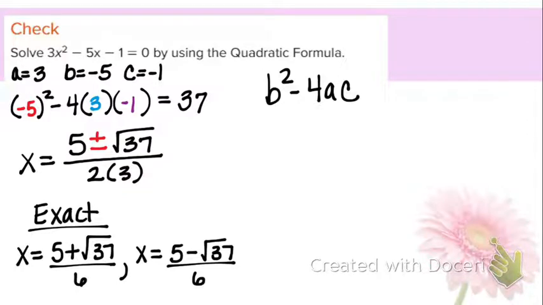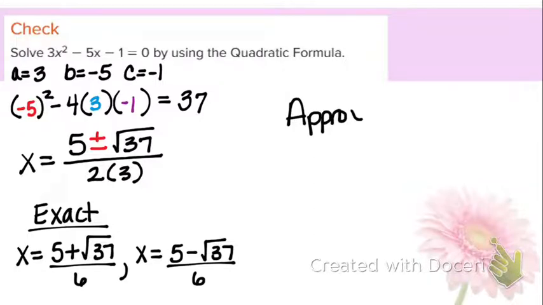Now, on the test next week, though, you have to give me the exact answer and you have to tell me the approximate answer in decimal form. So to approximate that, we need to actually figure out what is the square root of 37? So go ahead and type it in your calculator.